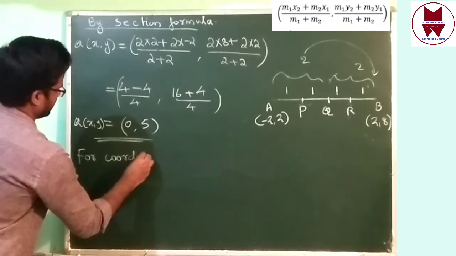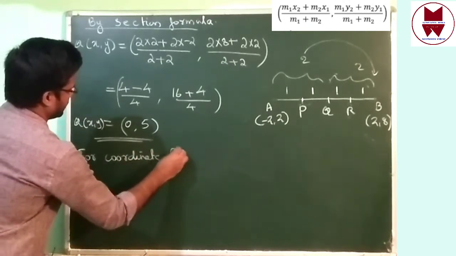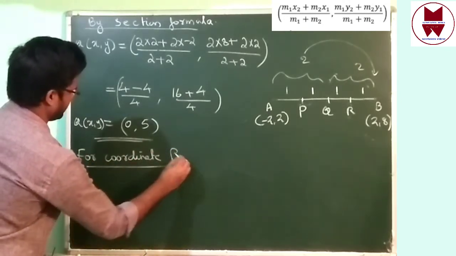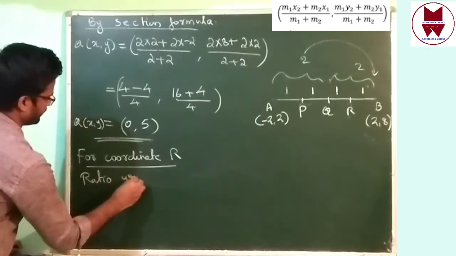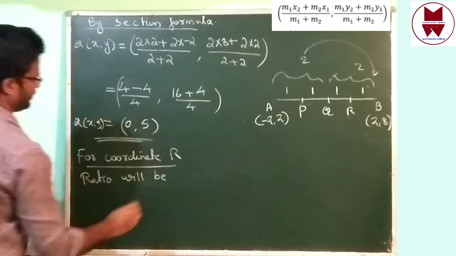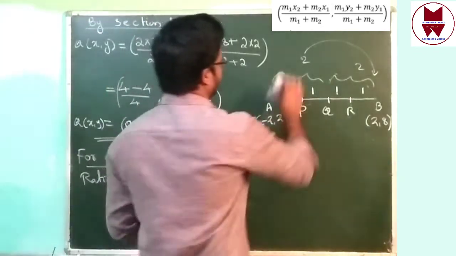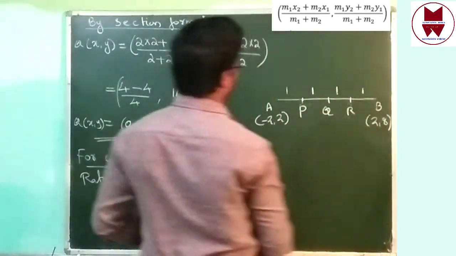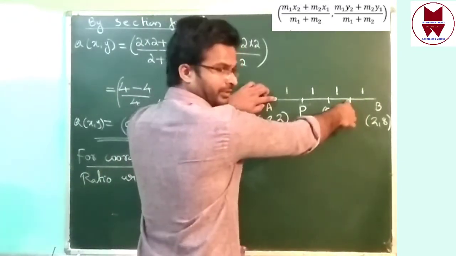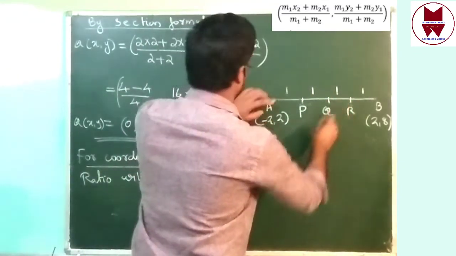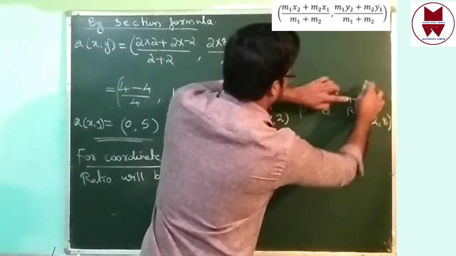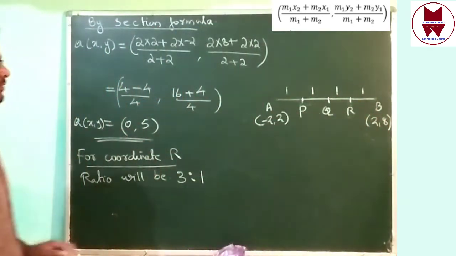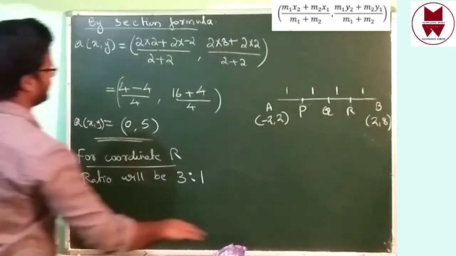For coordinate R, the ratio will be... what is the ratio when you take R? R means A to R, how much? 1, 2, 3. 3 is to, then R to B, that is 1. 3 is to 1. This is the same section formula.